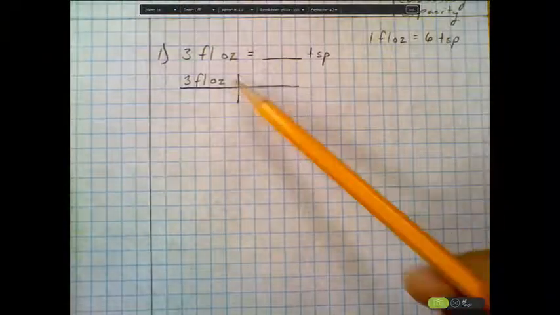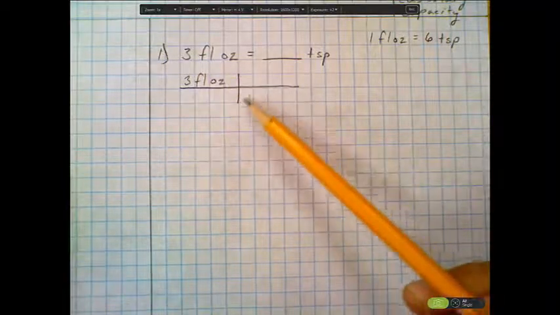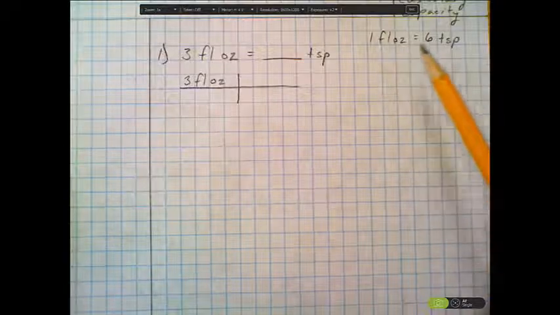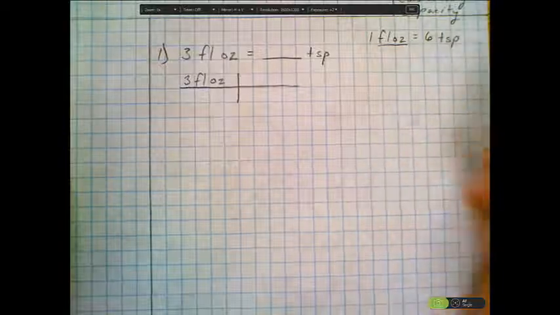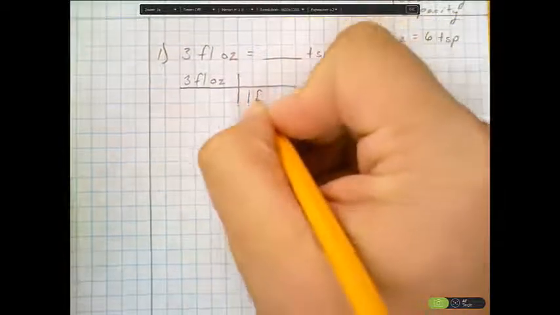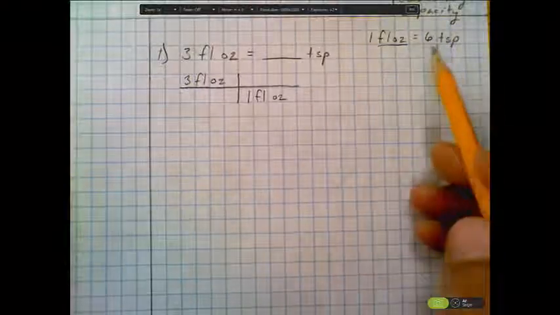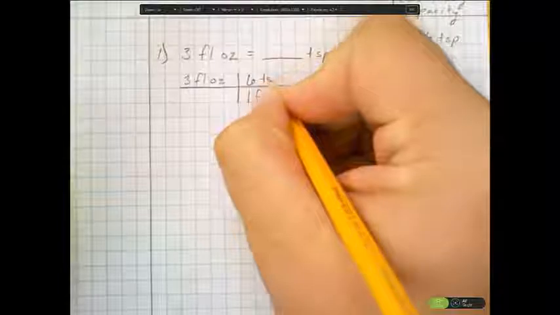We know that whichever unit that we have on the top of the first step needs to go on the bottom of the second step. So we look at our conversion factor. Where's fluid ounces? Well, it's right here. And so we're going to use fluid ounces. So we're going to put the 1 fluid ounce on the bottom, and then we're going to put what's left over, the 6 teaspoons, on the top.